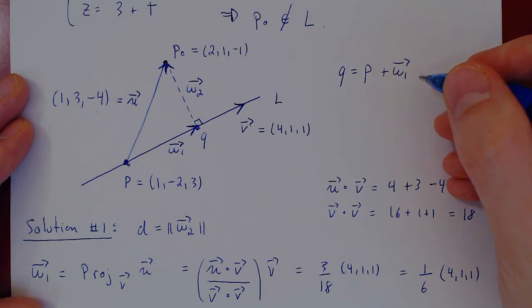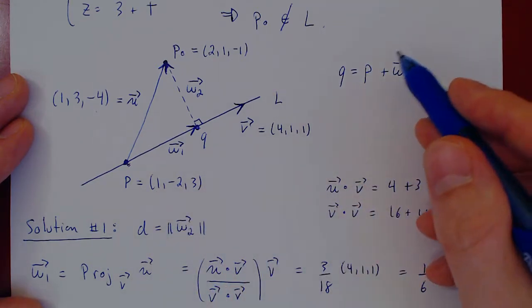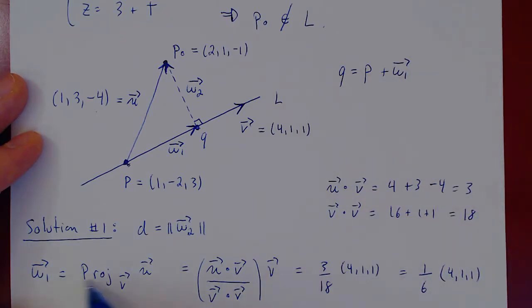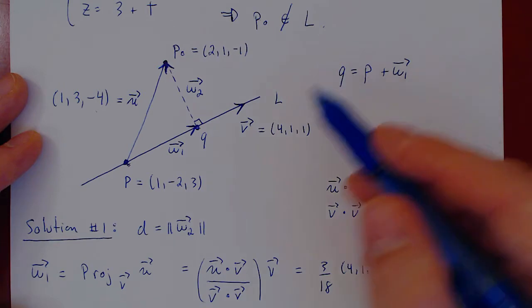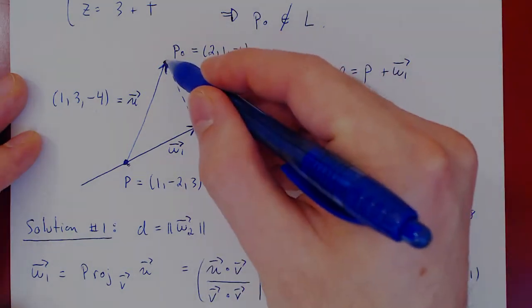I will leave the calculations to you. The point P was 1, negative 2, 3, and the vector w1 we found to be 1 over 6, 4, 1, 1. So add these two, and you get Q. You're done. Or, what if you were standing on P naught?